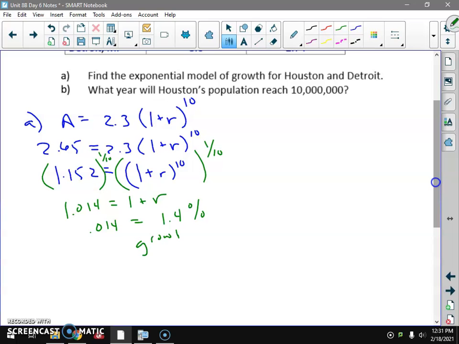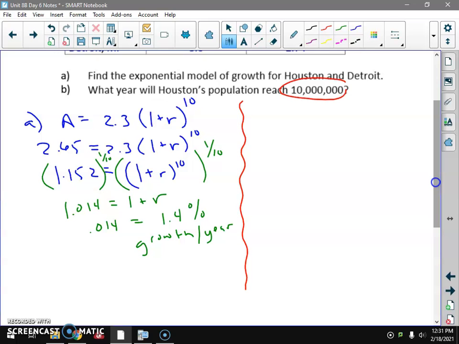That's a pretty fast growing city. Doesn't sound like a lot, but 1.4% is a tremendous amount. All right, let's do number 2, or letter B, 10 million people. If Houston kept at this same growth rate, which it probably wouldn't, there's a lot of factors that enter into that. But how would we find 10 million?